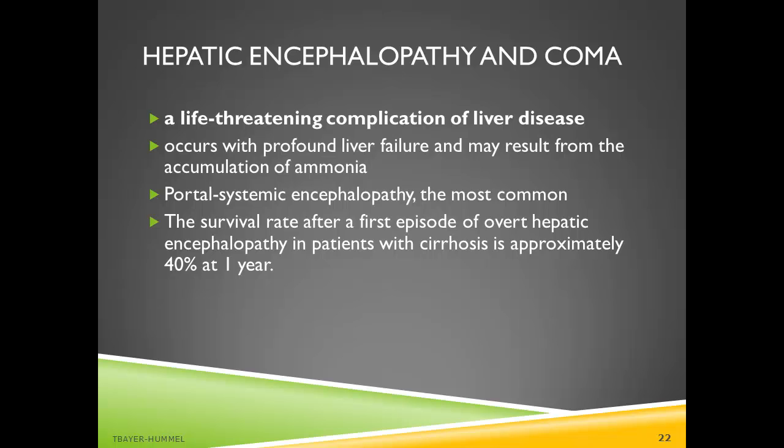Now let's talk about hepatic encephalopathy and coma. This is a life-threatening complication of liver disease. Occurs with profound liver failure, usually from the accumulation of ammonia. Portal system encephalopathy is the most common mechanism. The survival rate after a first episode of overt hepatic encephalopathy in patients with cirrhosis is approximately 40% at 1 year. So as you can see, liver failure carries a high mortality rate with it.